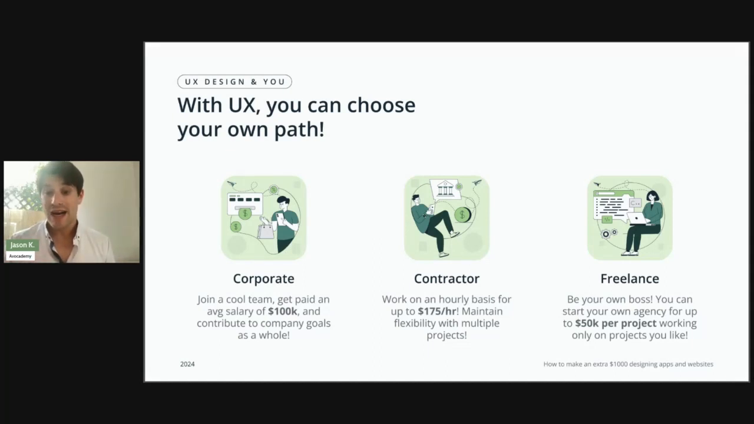The perks of working as a contractor is you get to work on an hourly rate, and a lot of those hourly rates are very, very high for designers. So there's some that have gone on contracts making about $175 an hour. That's close to $300,000 a year.